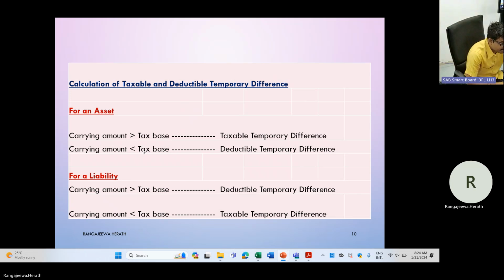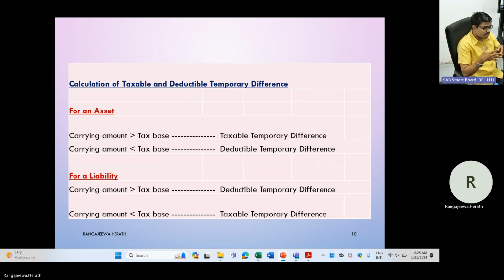Then for an asset, if the carrying amount is less than the tax base, the other way, it is a deductible difference. That leads to a deferred tax asset. Deferred tax asset and liability. So if the carrying amount greater than tax base is taxable, then the carrying amount less than tax base is deductible. Similarly for liability, the liability is the opposite way. So the deferred tax adjustment is related to asset and liability.